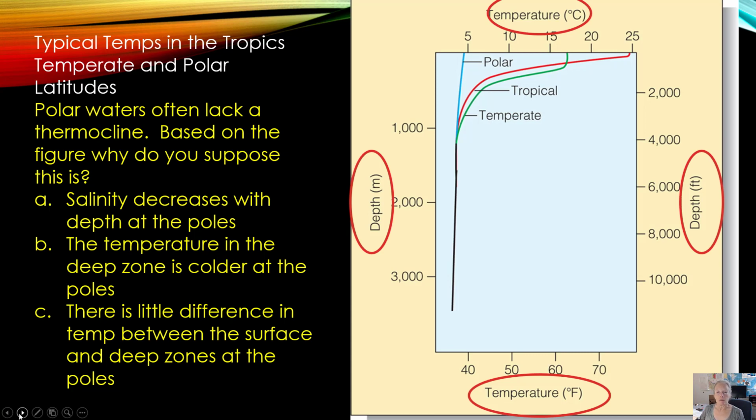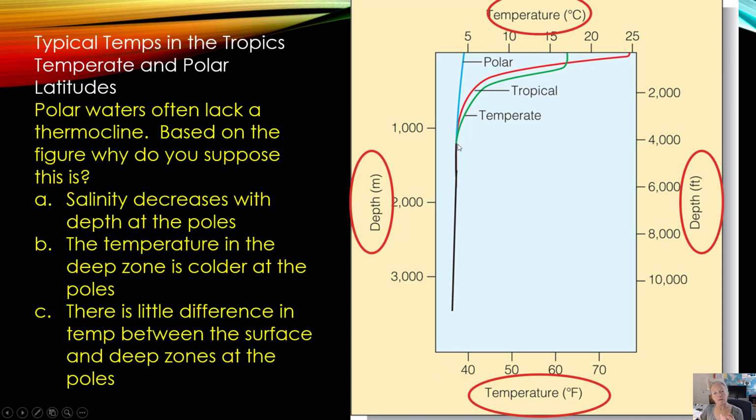Then, in the middle here, we've got 3 lines. We have the polar, which is blue, the temperate, which is green, and the tropical, which is red. What we're trying to find is temperature with depth. We notice that all 3 lines come together when the water gets deep. They all have about 4 degrees Celsius, which is close to freezing, but above freezing in Fahrenheit.